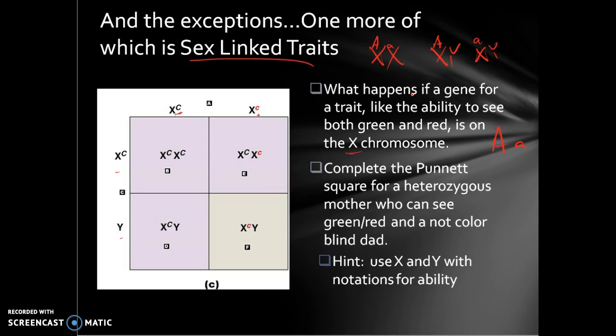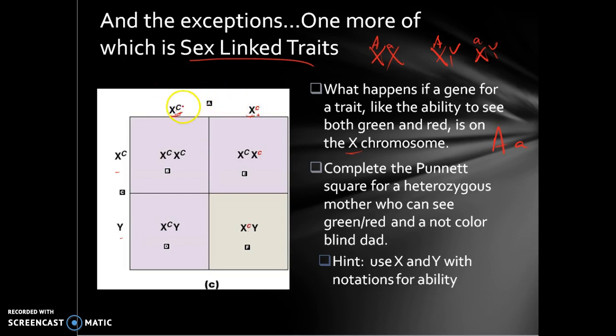This is why it's more common for males to be colorblind than it is for females, because males only need to get one copy of that recessive trait in order to have the color blindness, whereas females have to get two. So if here you have a mom who's what we call a carrier, she has the dominant chromosome and the recessive chromosome. She has one X that has the dominant gene on it and one X that has the recessive gene on it.